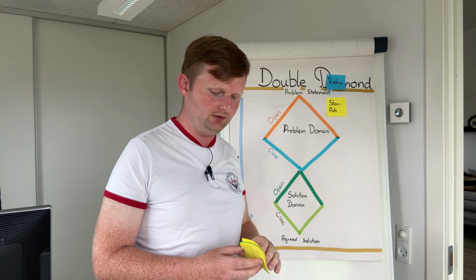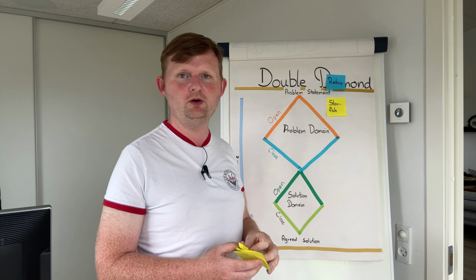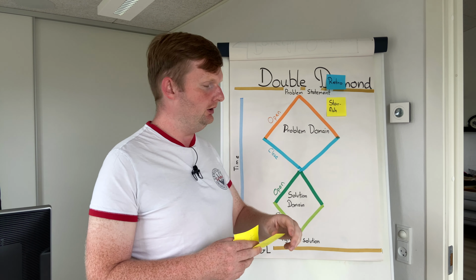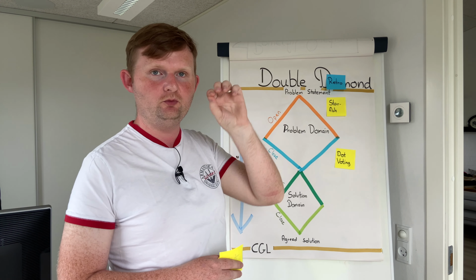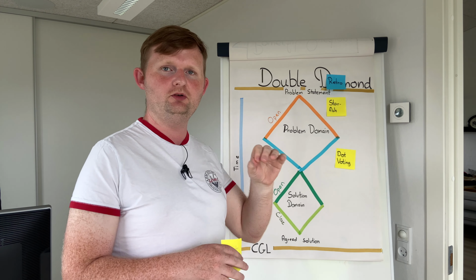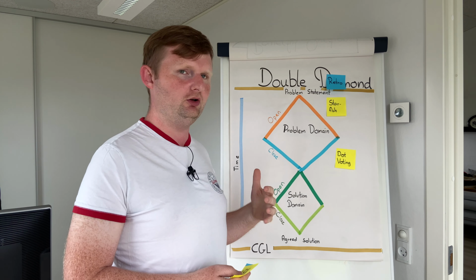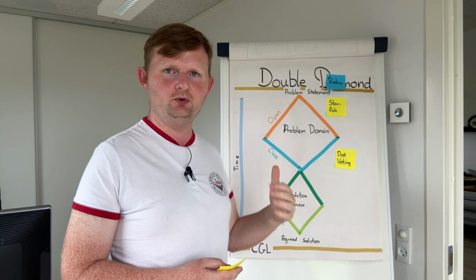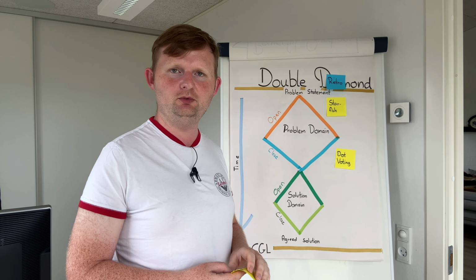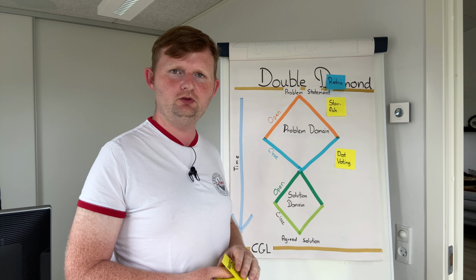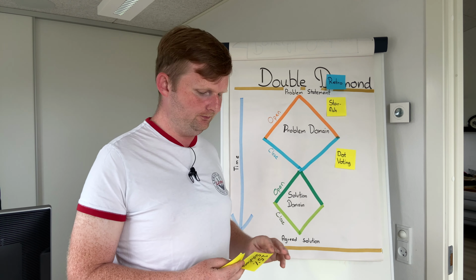Then we need to actually pick one or more problems to focus on. We can do that by using dot voting. That is where we put small dots on the ones we like the most, and the ones with the most dots are the highest score and the ones that we continue to work with. Now we have identified the problem that worries us the most, or we'd like to address.